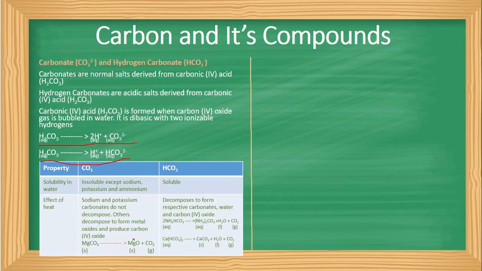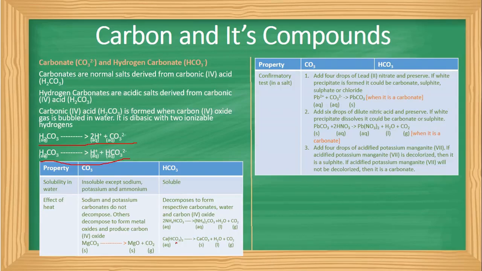For hydrogen carbonates, they decompose to form the respective metal carbonates, water, and carbon 4 oxide. An example is the one I'm displaying here about ammonium hydrogen carbonate and calcium hydrogen carbonate.